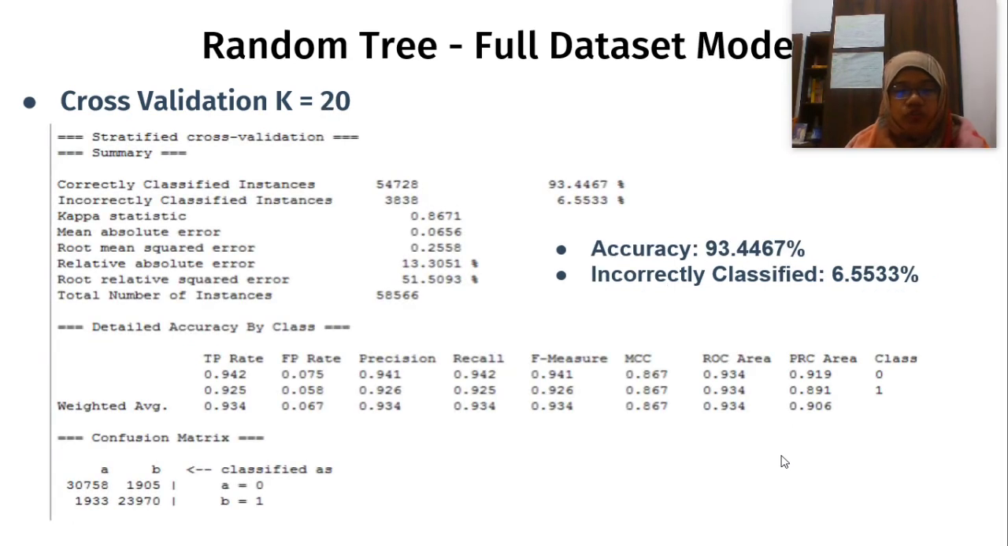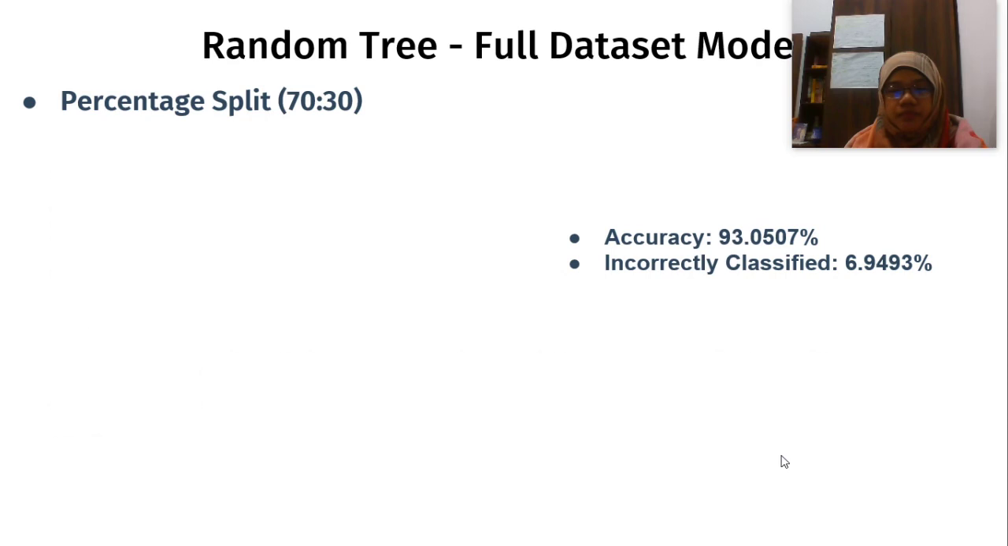Now, the result for 20 folds is accuracy, we have 93.4467%. Incorrectly classified, we have 6.5533%. True positive, we have 23,970. True negative, we have 30,758. False positive, we have 1,905. False negative, we have 1,933.